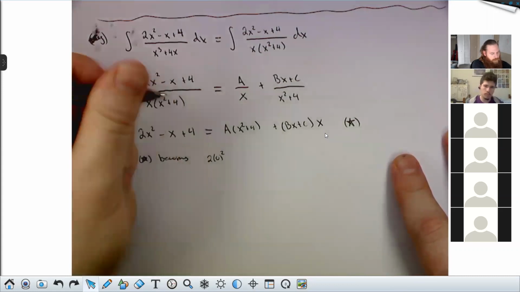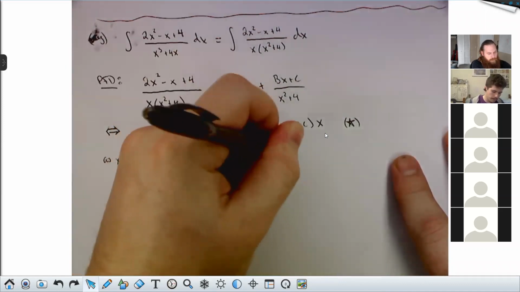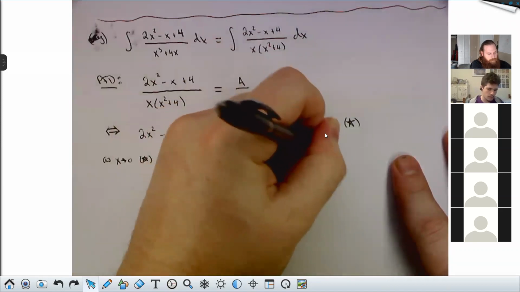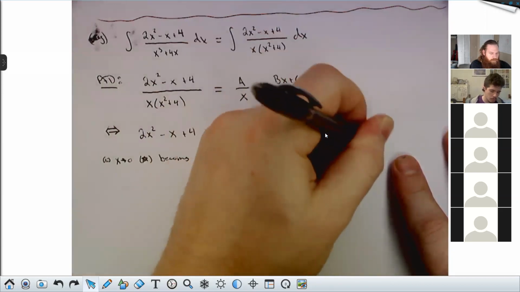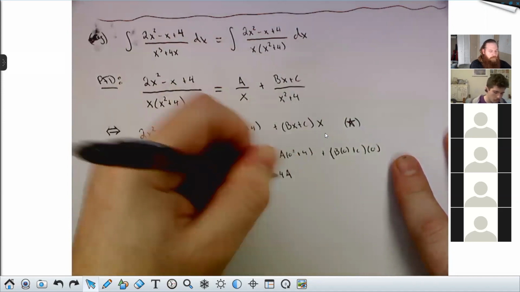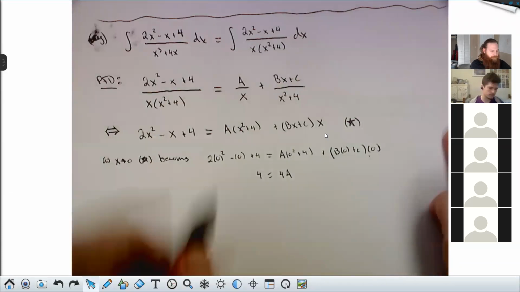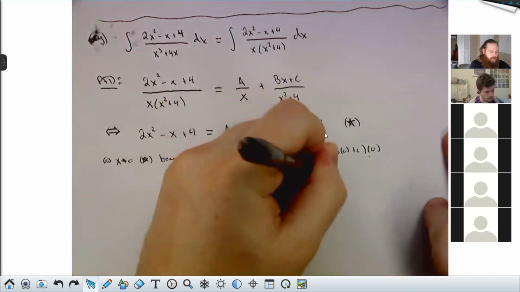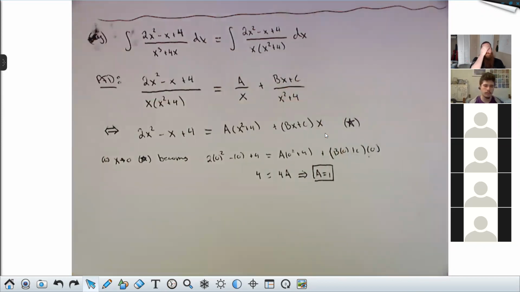two times 0 squared minus 0 plus 4 equals a times 0 squared plus 4 plus b times 0 plus c all times 0, which is the same as just saying 4 equals 4a. Because this is all 0 due to this 0. And if 4 is equal to 4a, then a is equal to 1. Unfortunately, the Heaviside trick won't get me anything else.